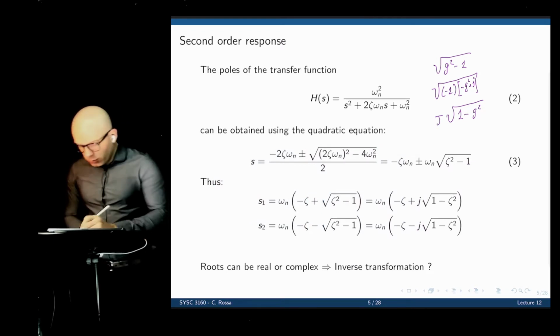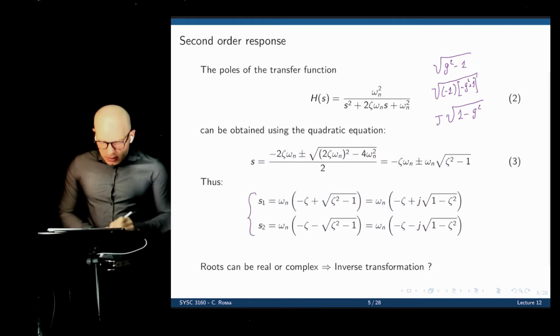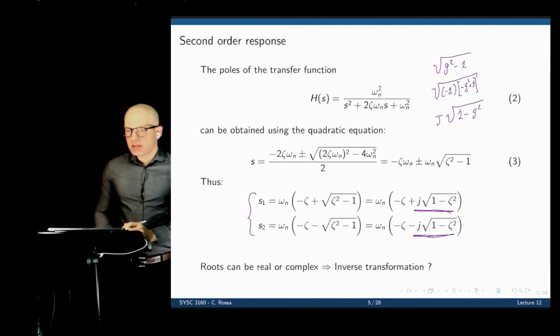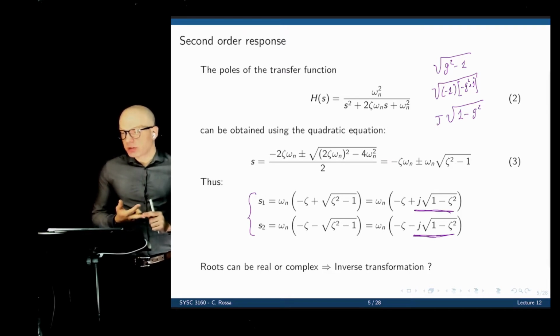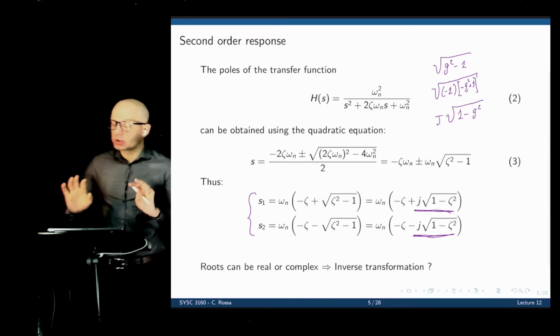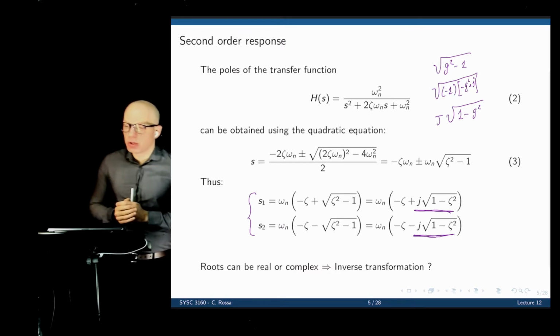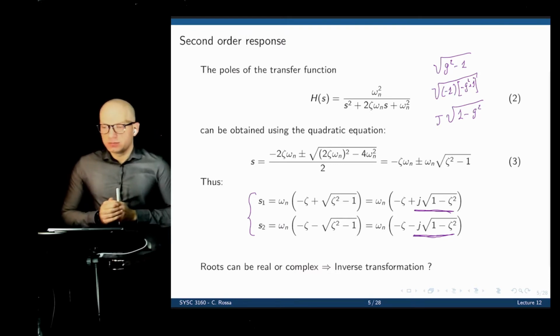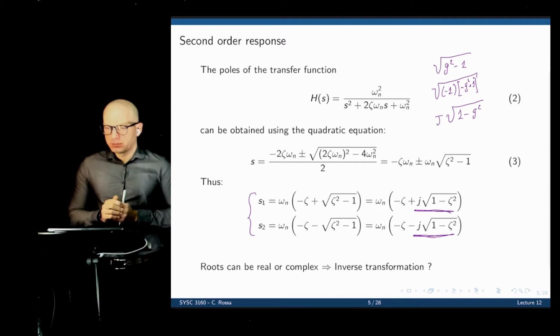What do they depend on? Well, if you look at the roots here, that only depends on the value of zeta. If zeta is greater or smaller than 1, we may have this as being a complex number or not. And so it can go from only real to imaginary to complex conjugate numbers, depending now on the value of zeta. This is simply the application of the quadratic equation to the denominator of the transfer function. Any questions here? No?